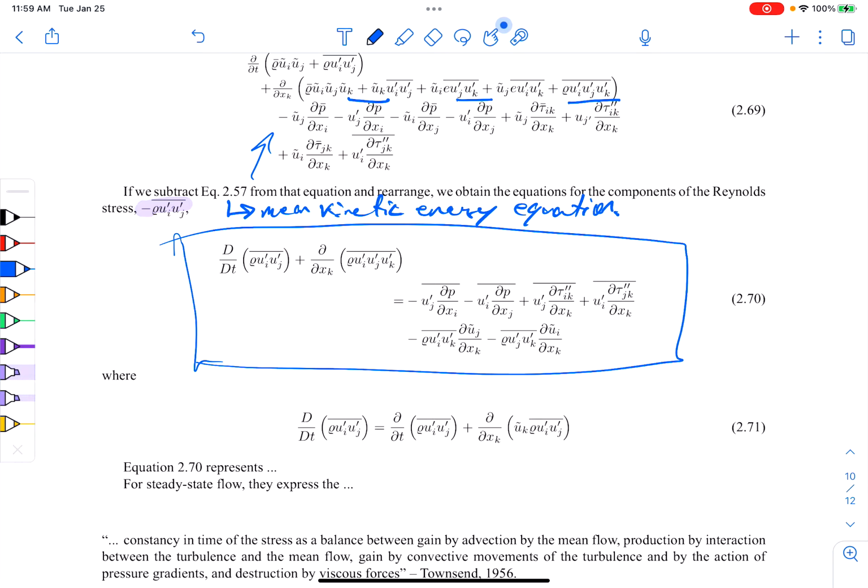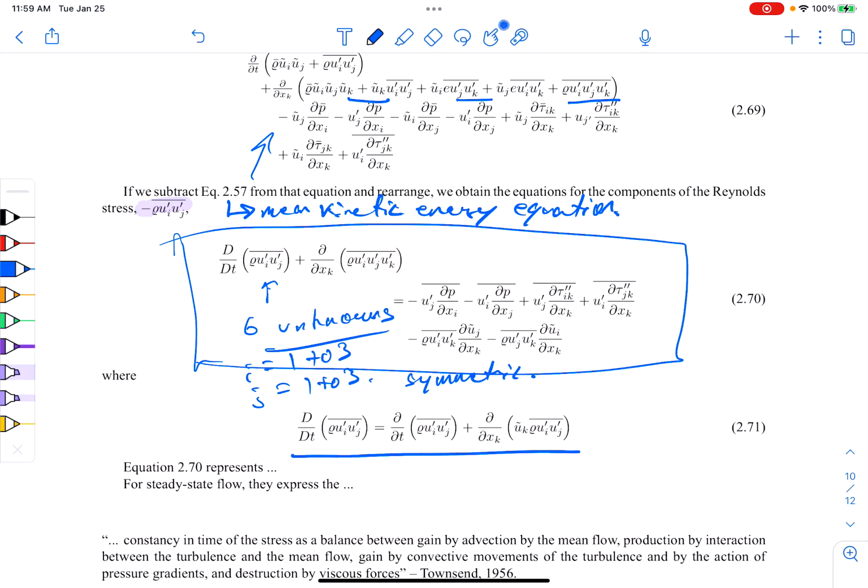So how many unknowns do we have? Well, this is symmetric, so this is tracking 6 unknowns, which is a lot, right? If we do i equals 1 to 3, j equals 1 to 3, and it's symmetric, which is good. And this is the material derivative definition of 270.